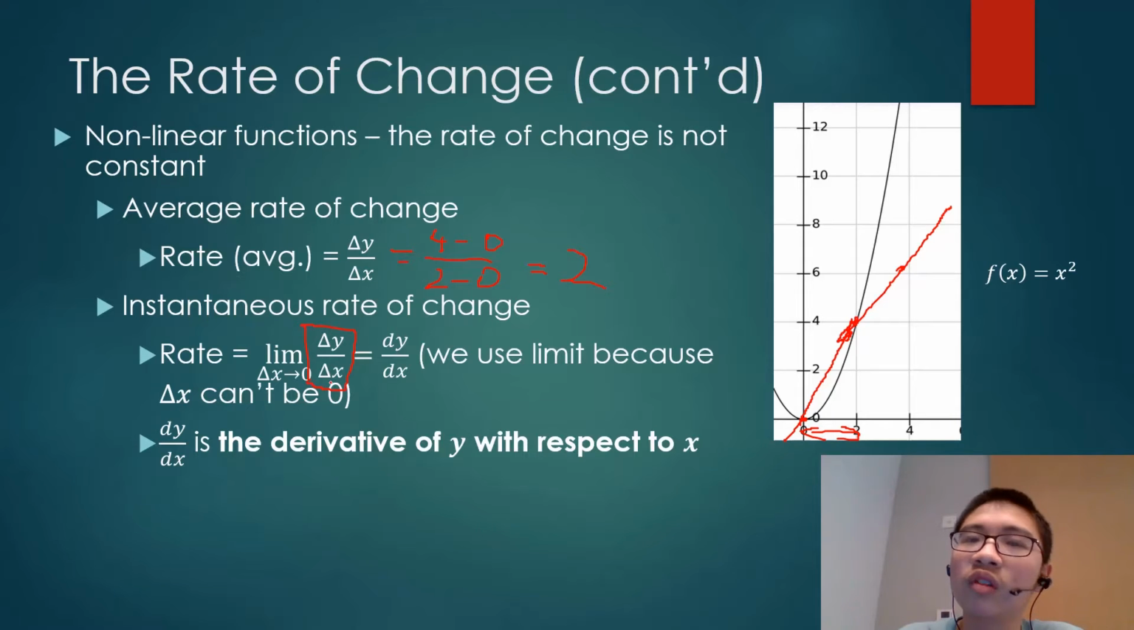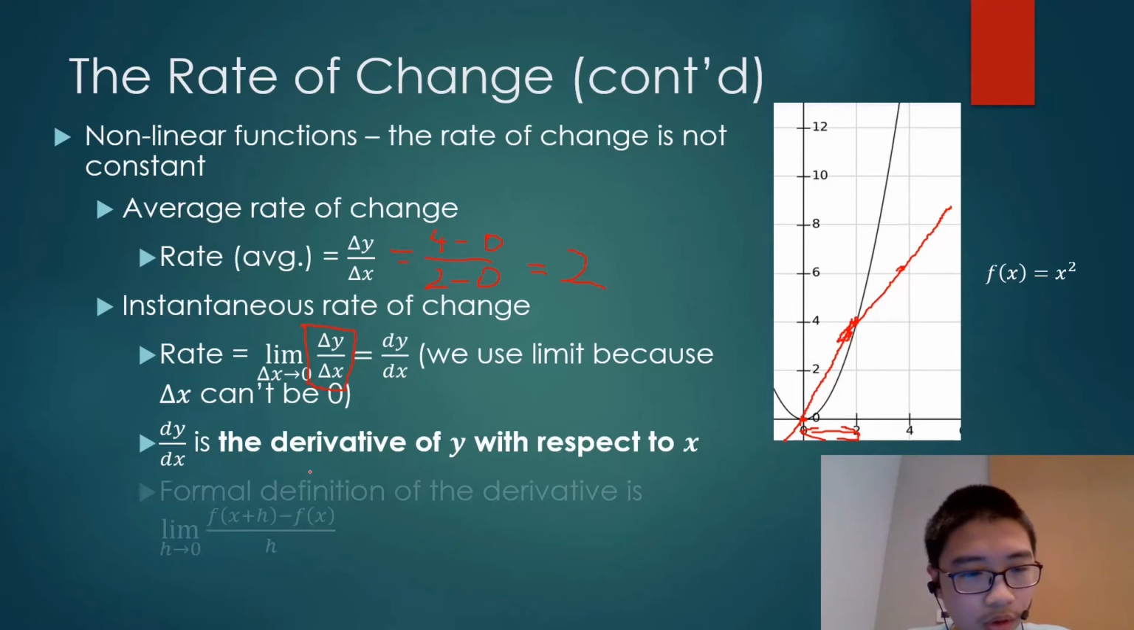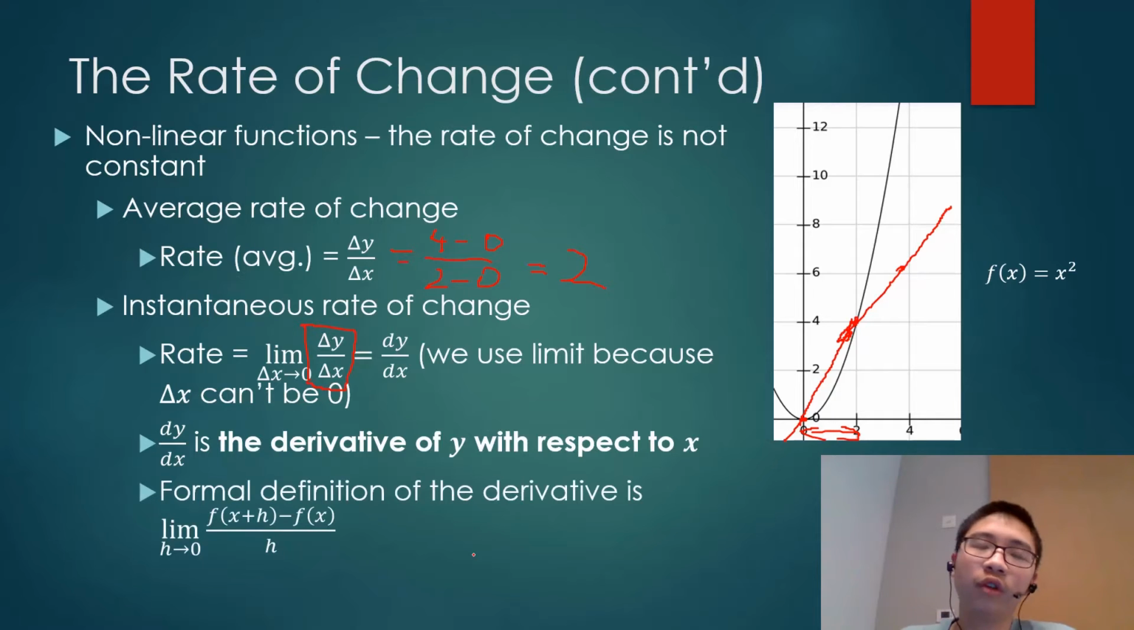Basically, what a limit tells you is that we want a quantity to approach a specific value, but not equal that value. The formal definition of the derivative is the limit as h approaches 0. We use h to represent delta x right here. And f of x plus h is y2, f of x is y1, so it's y2 minus y1 over delta x. As delta x approaches 0, that is the derivative of a function.